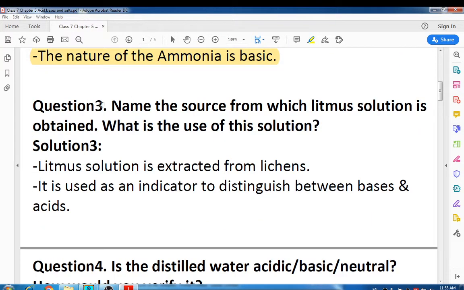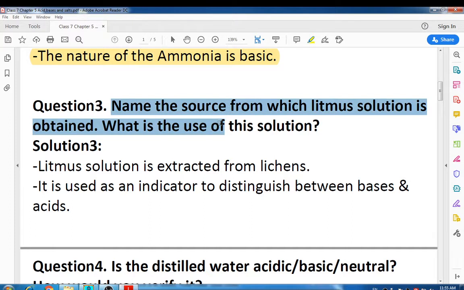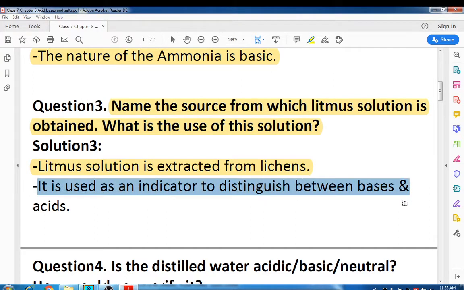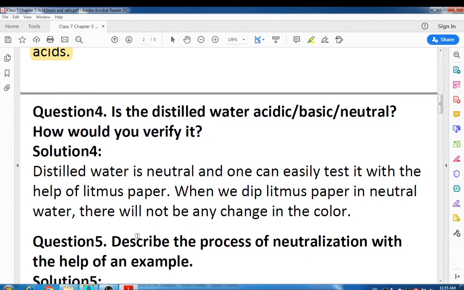Next question number 3, name the source from which litmus solution is obtained and what is the use of this solution. In the PPT revision also we have learned that the litmus solution is extracted from lichens, and this litmus solution is used to distinguish between acids and bases. Understood? The easy answers are there.